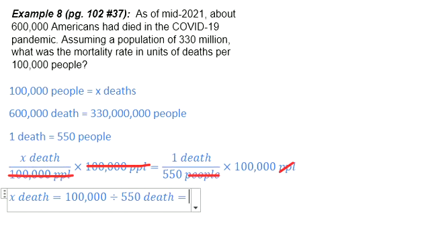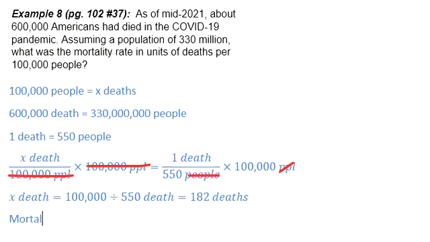So 100,000 divided by 550 is about 182 deaths. So that means the mortality rate is 182 deaths per 100,000.